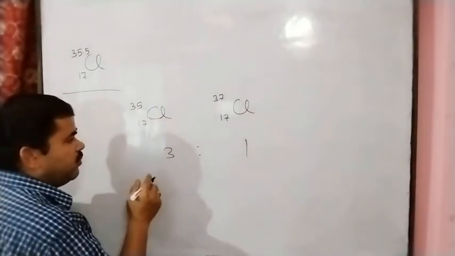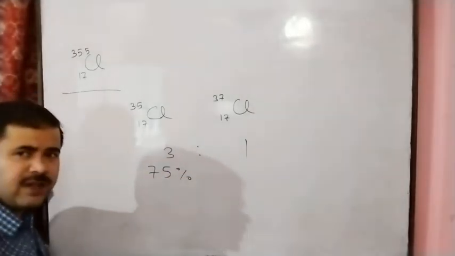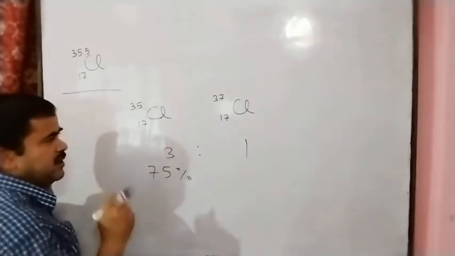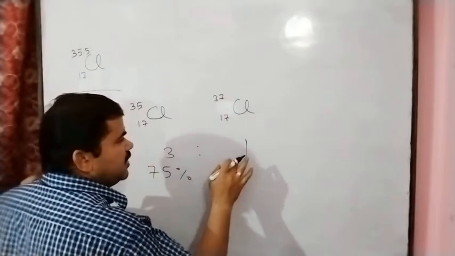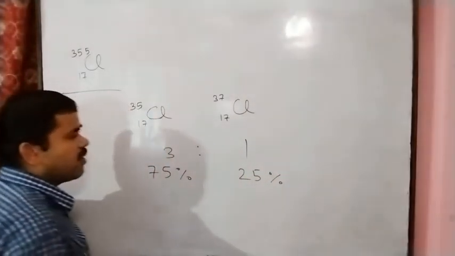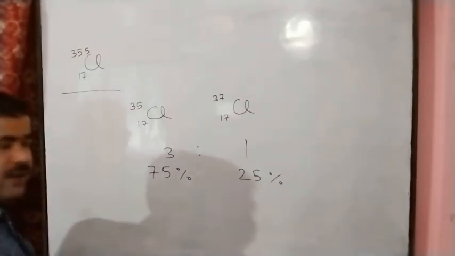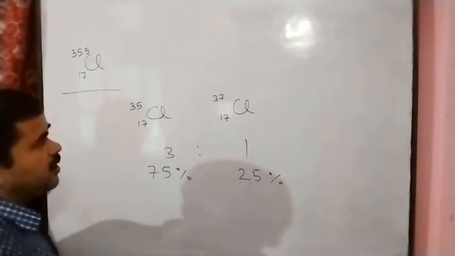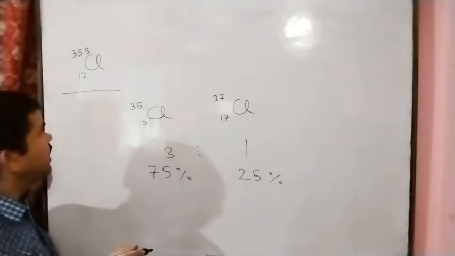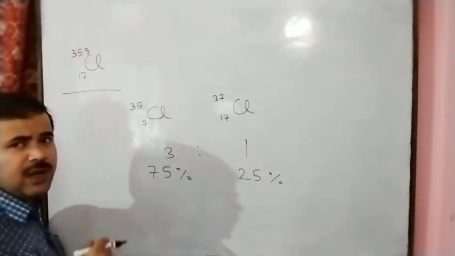Chlorine 35 is found at 75%. If you represent it as a percentage, the ratio of 3 means 75% is found in nature. And chlorine 37 is in the ratio of 1, meaning its percentage is 25%. If an element has isotopes, then for the mass we take the average mass of the isotopes.